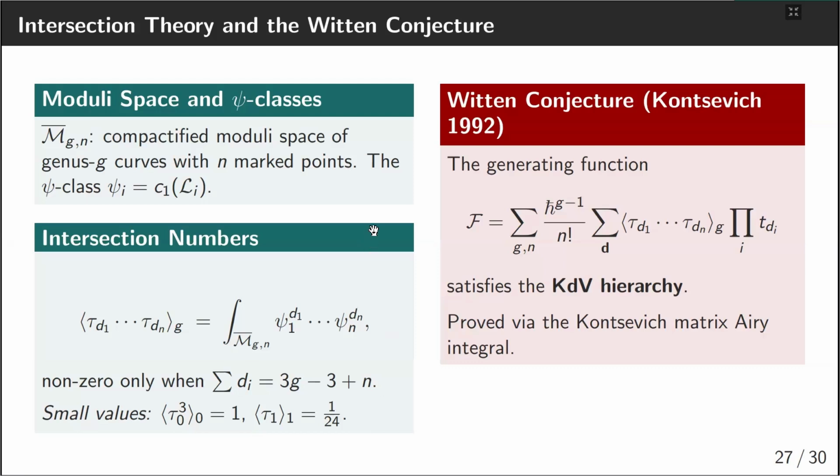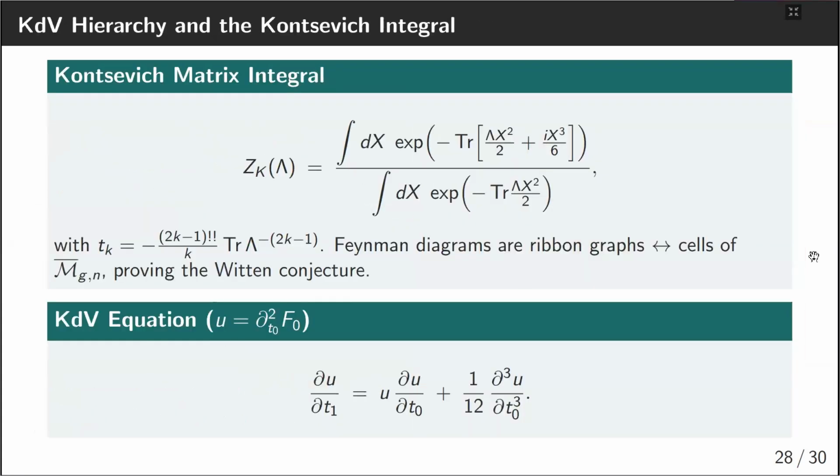So when n is equal to 0, g is equal to 0. When n is equal to 1, g is equal to 1. You can see what the intersection numbers are. And the moduli spaces, M-bar_{g,n}, are the compactified moduli spaces of genus g curves with n marked points. So these are extra topics.